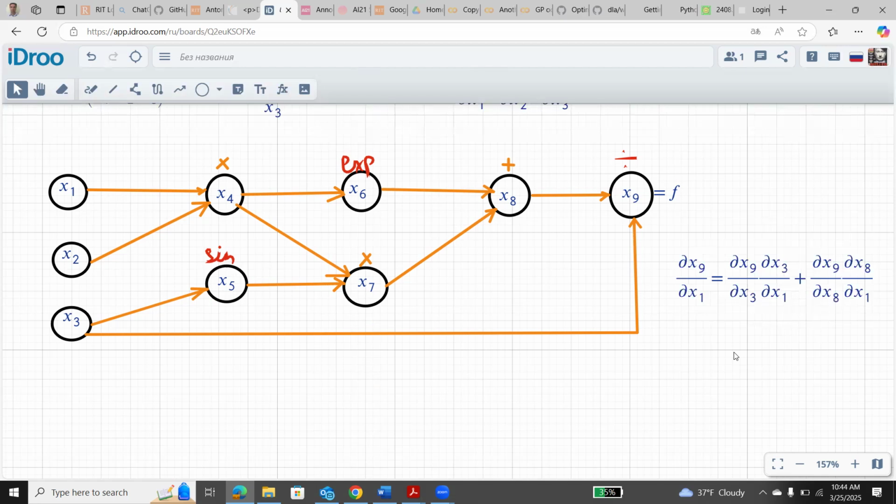Then we will move to the next level and we will calculate the derivative of x8 with respect to x1. It will use derivatives of x6 and x7 with respect to x1 and so on. And we will continue next time and figure out how to calculate derivatives automatically. Yeah, so that's it for today.